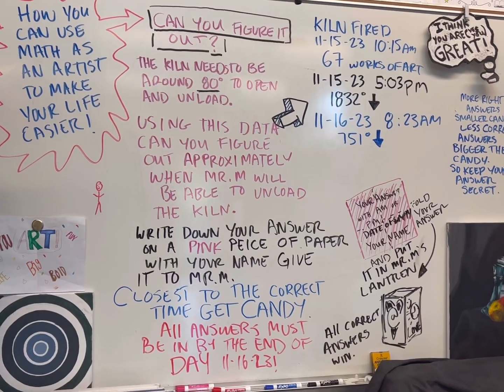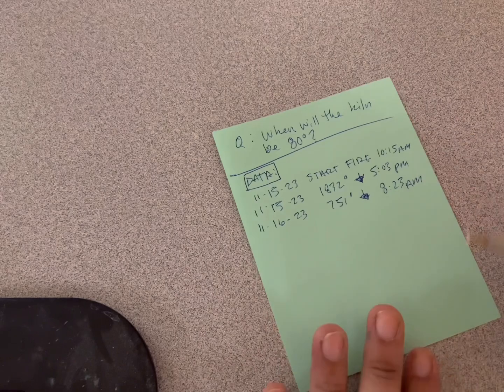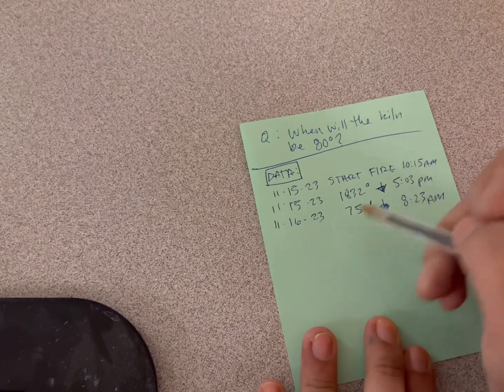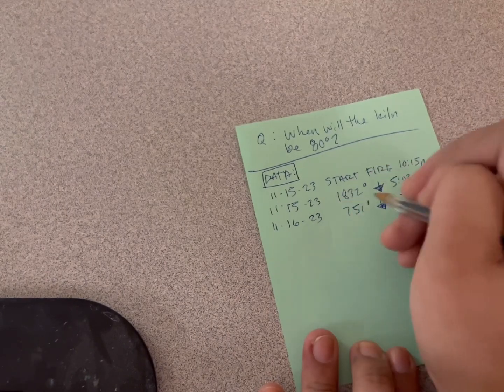Students, let's do this math. All right, students, the question is, when will the kiln be 80 degrees? We have some data here. This first line of data is just when it starts, so we're not gonna necessarily use it. We'll use this data here. Our important thing is degrees we're trying to figure out.